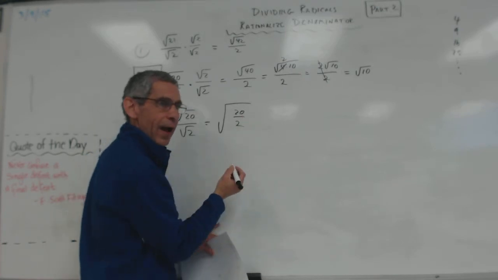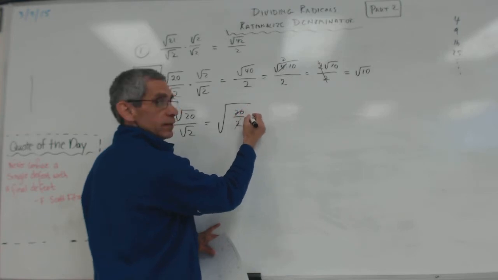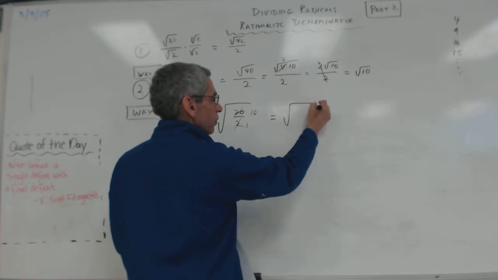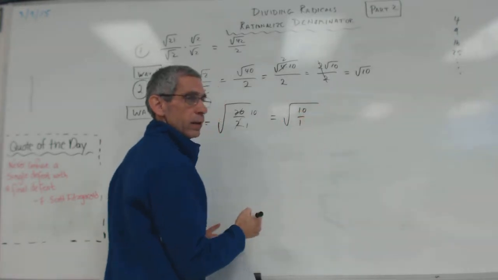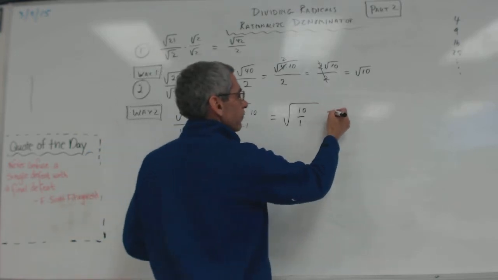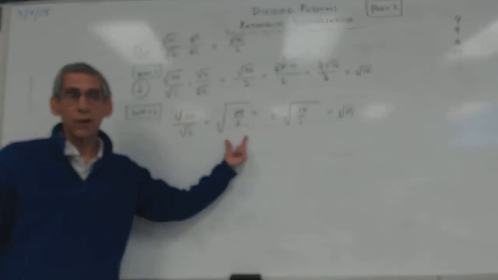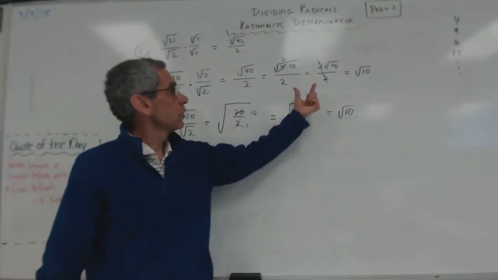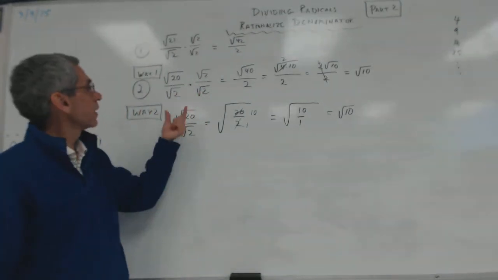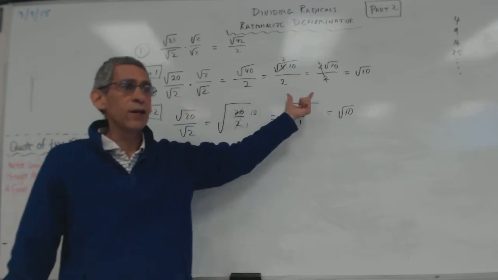2 goes into 2 once, right? 2 goes into 20 10 times. So really, what we have is the square root of 10 over 1, which is the same as the square root of 10. So our final answer is the square root of 10. Notice if I reduce right away, I don't have to reduce later. It's not a big deal. They both work.